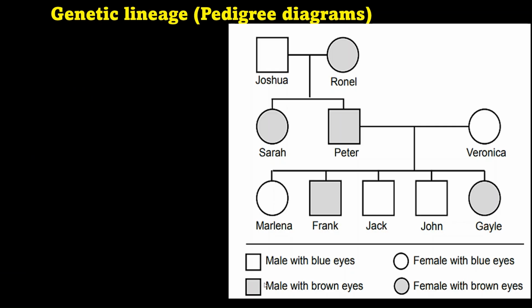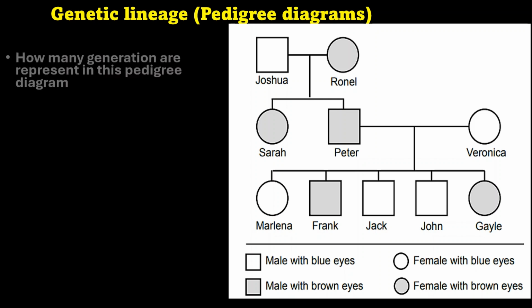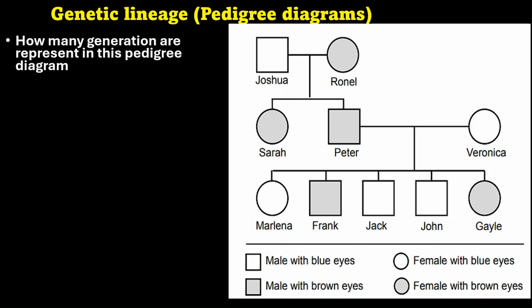Okay, so let's continue with this question here. So we have a large family here, and we are dealing with eye color. So first of all, we need to find out how many generations are present in this family or in this pedigree. So when we are dealing with family, we have to look at the horizontal line that puts two or more individuals together. So how many generations are here? The first generation is made up of Joshua and Ronel.